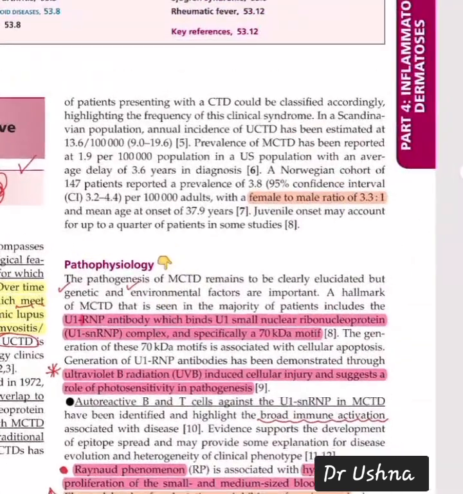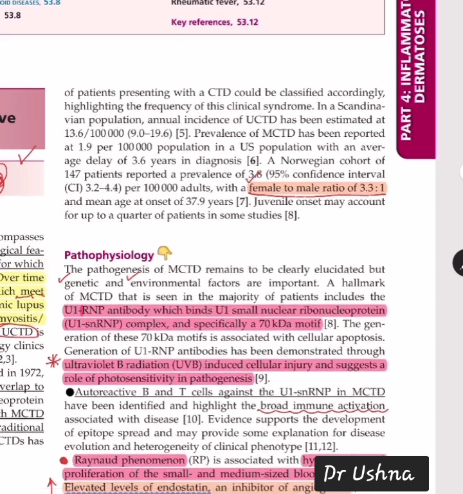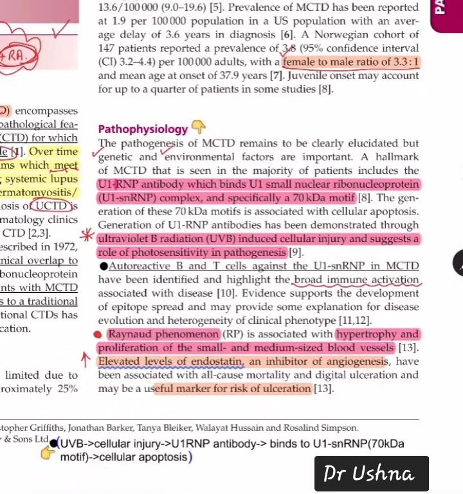If we talk about epidemiology, there is a female to male ratio of 3.3 to 1. So there is increased prevalence of UCTD or MCTD in female patients, as in the case of any other connective tissue disease. For the pathophysiology, there are some genetic factors or some environmental factors that are triggering the disease. The most important is the UV radiation. UV radiation plays an important role in the MCTD patient. So there is photosensitivity in all the patients of mixed connective tissue or undifferentiated connective tissue disease.